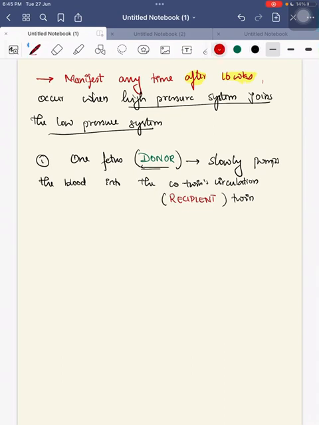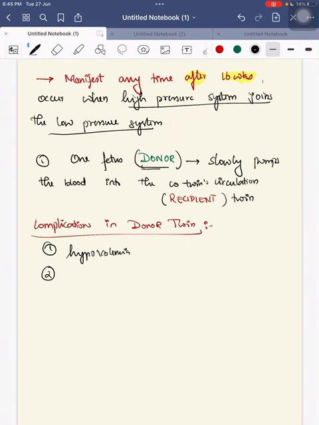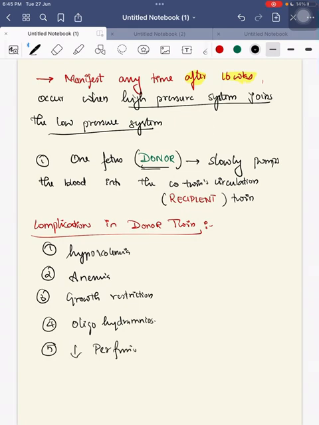So what are the complications that will be faced by the donor twin due to the flowing of blood from the donor to the recipient twin? Complications in the donor twin include hypovolemia, next anemia, third growth restriction, fourth oligohydramnios. Due to decreased perfusion, the fetus will be at risk of tissue ischemia and acidosis.